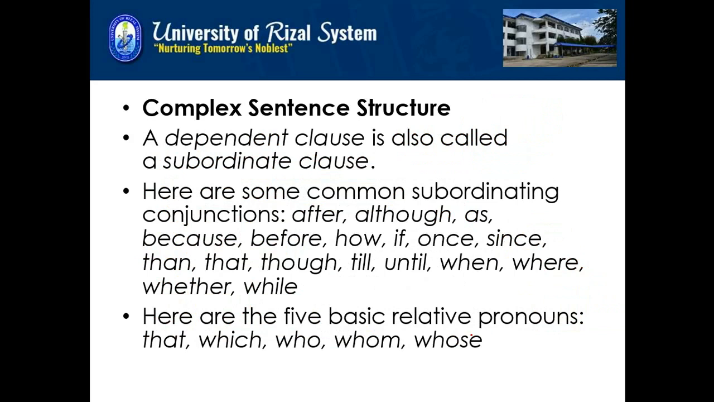So, what are the different kinds of subordinating conjunctions? These are the commonly used ones: after, although, as, because, before, how, if, once, since, then, that, though, till, until. The relative pronouns such as when, where, and other subordinators: whether, while, which, who, whom, whose, etc. Okay, so these are the commonly used subordinating conjunctions and relative pronouns.